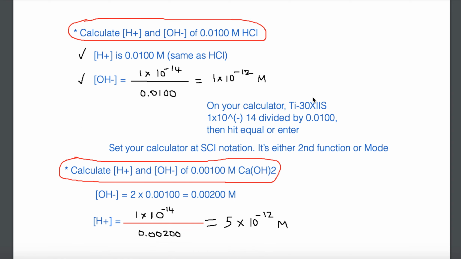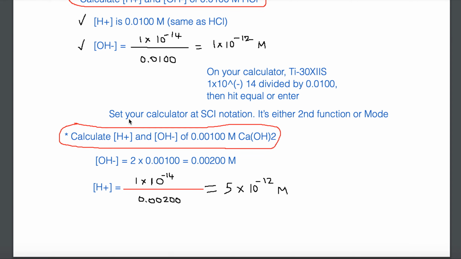More H plus, OH minus, and pH calculations. 0.0100 M HCl, okay, that means we got H plus. It's the same as HCl. Okay, H plus represents acid. That's why 0.01. Take 10 to the minus 14 divided by 0.01. We got 1 times 10 to the minus 12 M. And this is how you put it in your calculator. And that's your OH minus concentration.